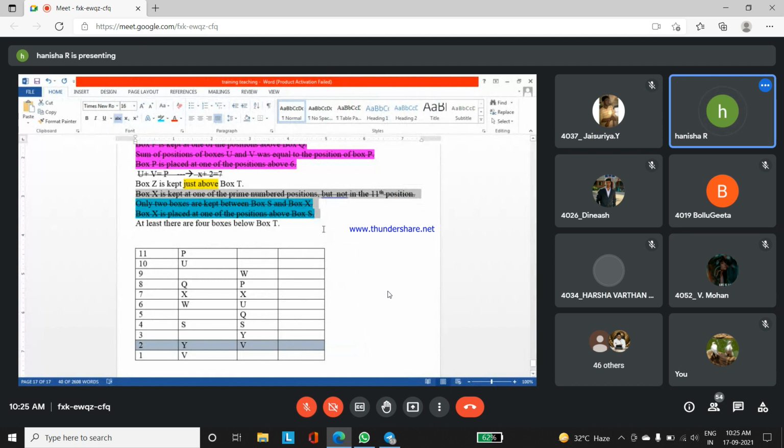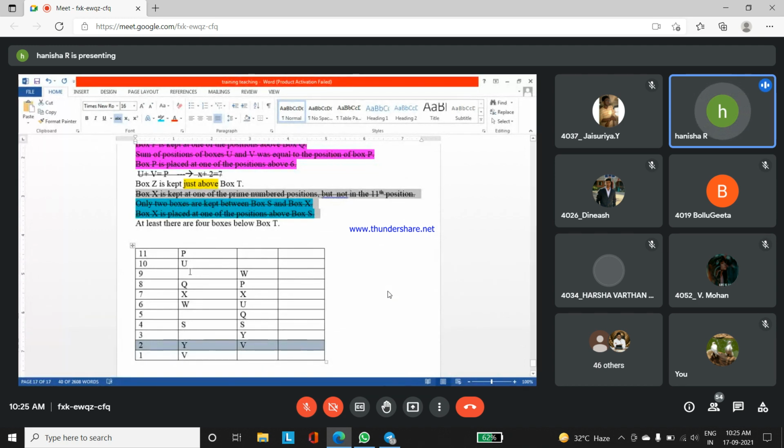Now we need to place only Z, T and R. So you have clues for Z and T. Box Z is kept just above box T. Okay, so T and Z, those two boxes should go together. Okay, that is the meaning. Box Z and box T should go together. You should have space for that.